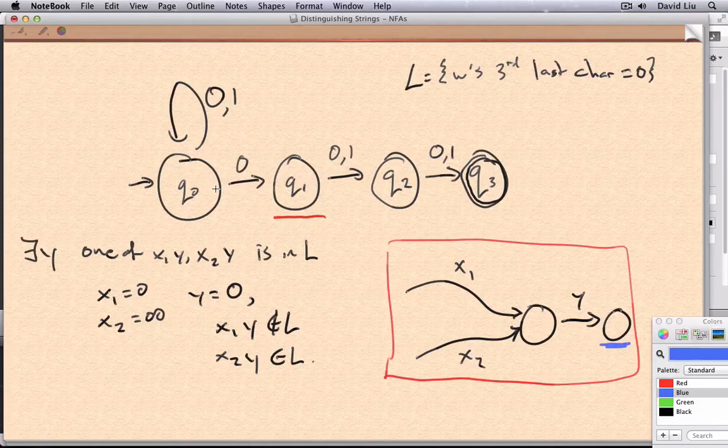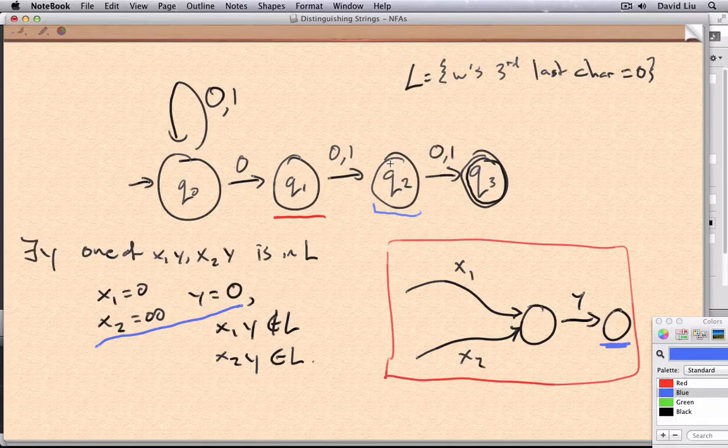which then forced that state to be final and non-final. If we look at the analogous picture for the NFA, after reading in y, which is 0, we transition from q1 to q2. It's not forced to be final. Why not? Because of non-determinism. Sure, one possibility for x2 was that it ended up at q1, but another possibility was that it ended up at q2 by just transitioning twice.